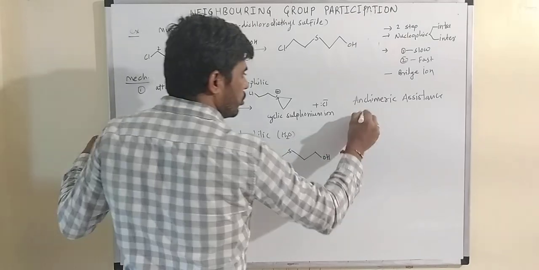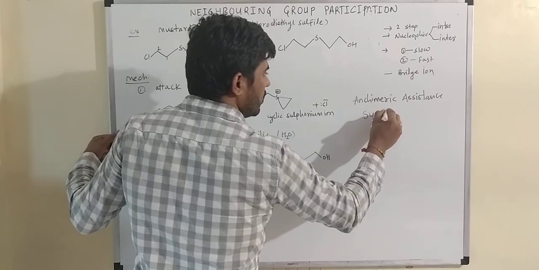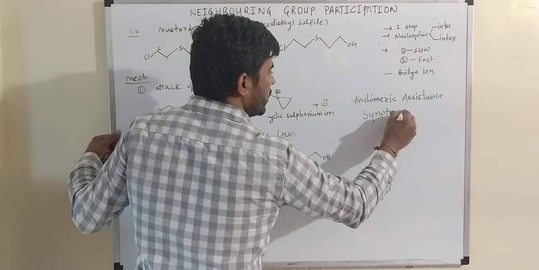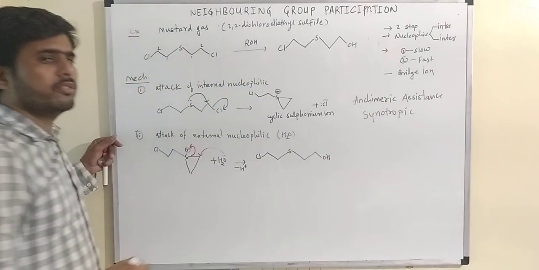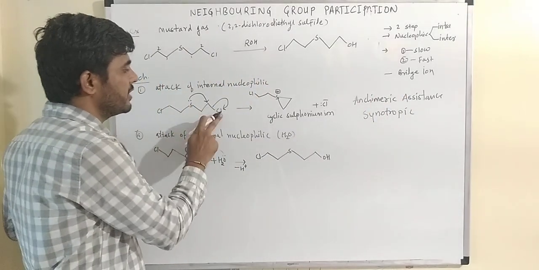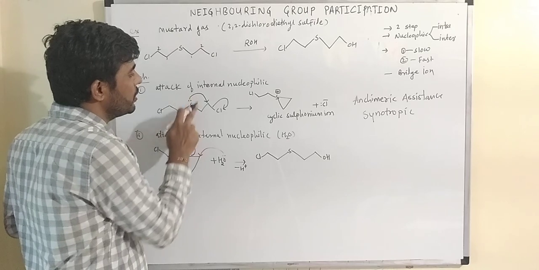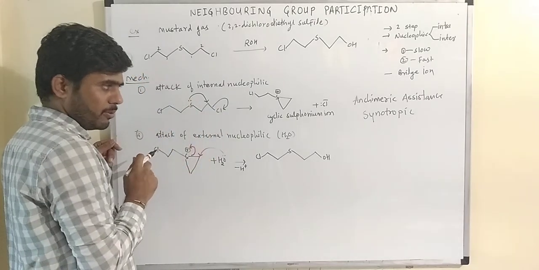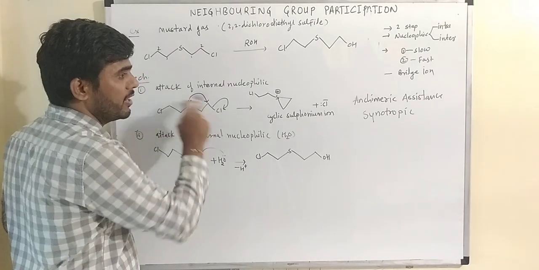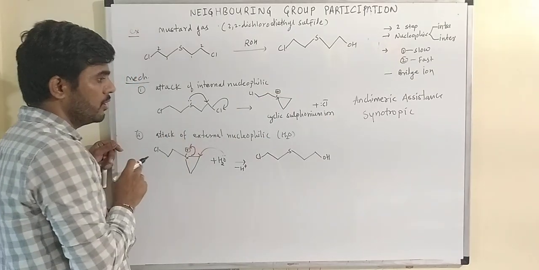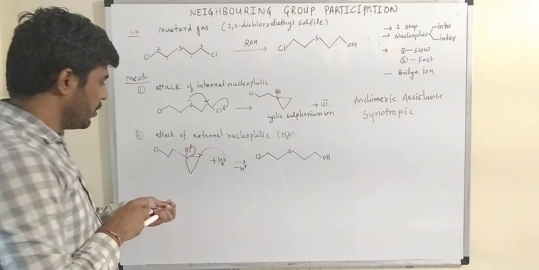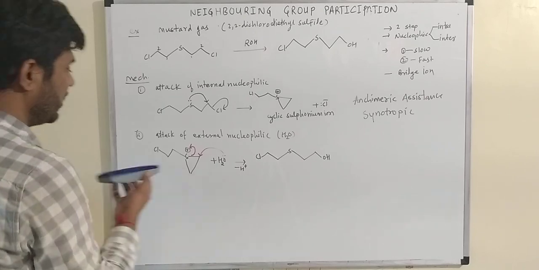So it is also known as synotropic effect. So this is anchimeric assistance, because this group is going to help this leaving group to depart. Such a type of mechanism is known as anchimeric assistance. So this is the first example. Now we are going to consider another, second example.